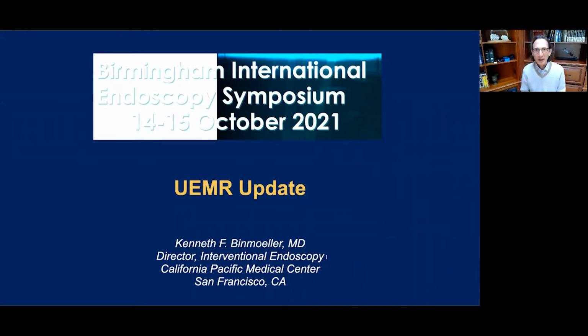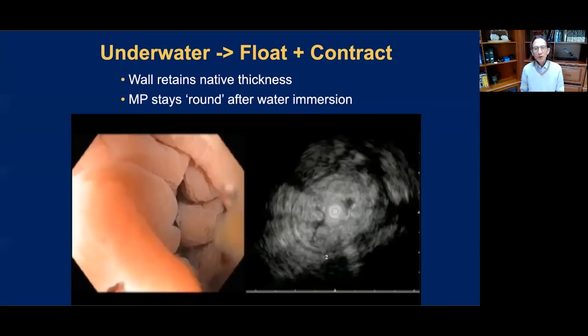It's a great pleasure to participate, and I'm going to give a quick UEMR update. It is over a decade ago now that I happened to discover during one of my routine endoscopic ultrasound examinations of a polyp in the colon that the muscularis propria on the outside remains round. It stays round despite the contraction of the mucosa and the submucosa in the lumen.